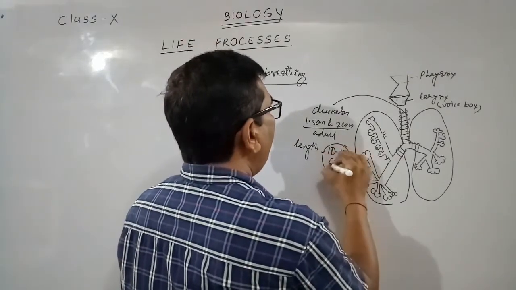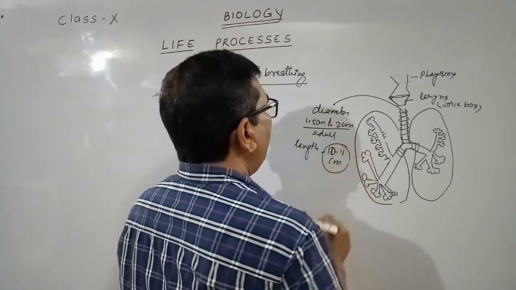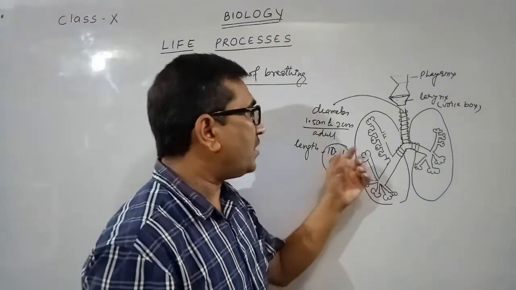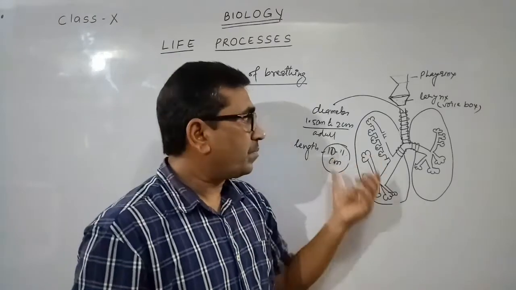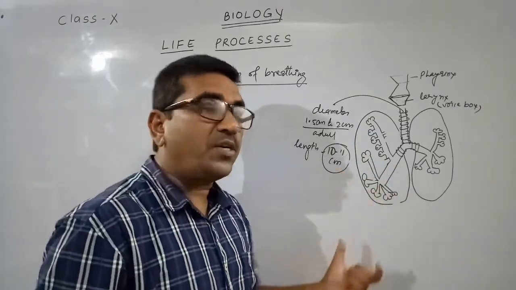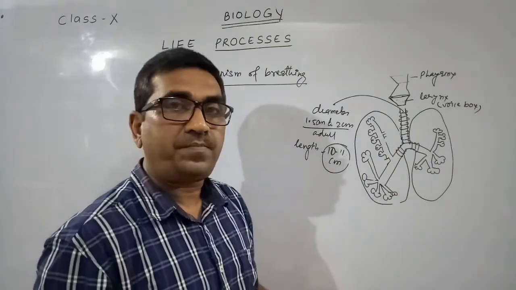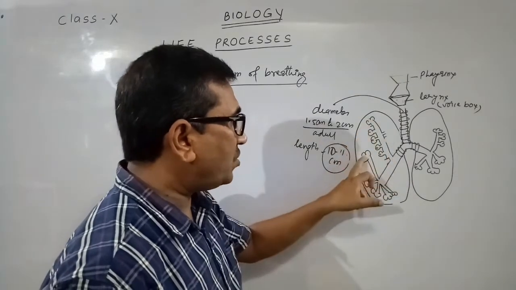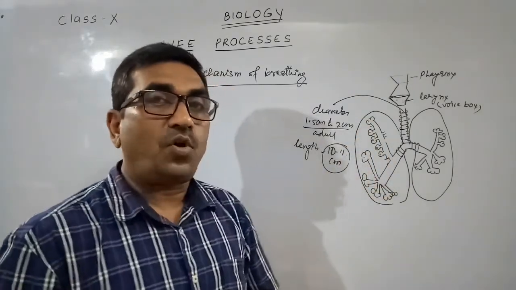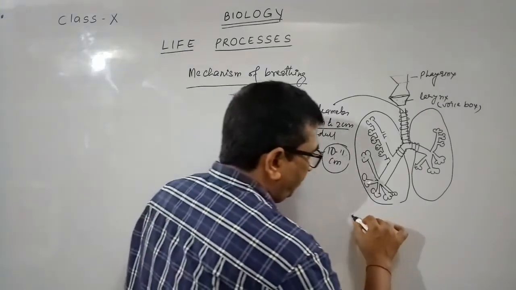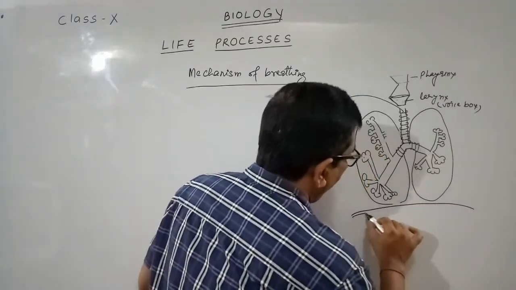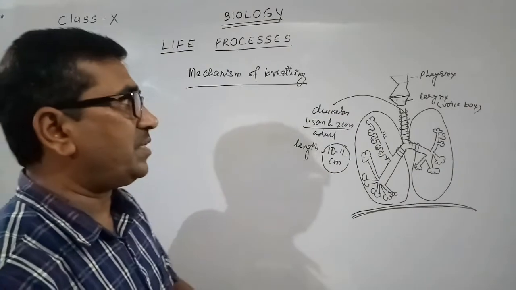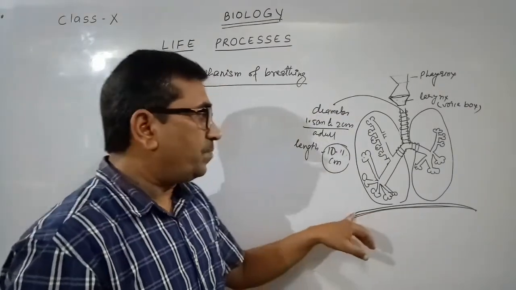It is 10 to 11 centimeters or 11 to 12 centimeters when it enters into the respiratory tracts. It is divided, and when it gets divided, there are small balloon-type structures. They are called alveoli, and just below them we find a thin sheet. It is called the diaphragm.